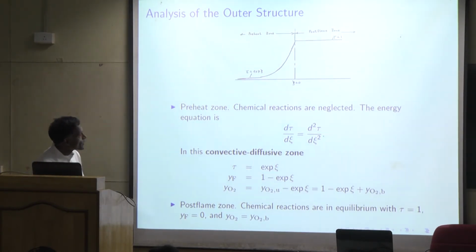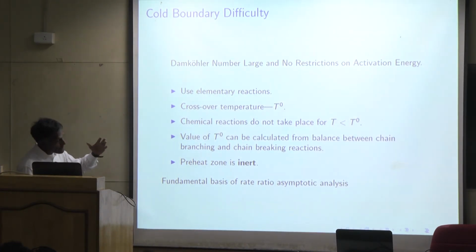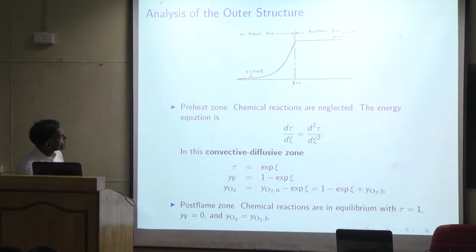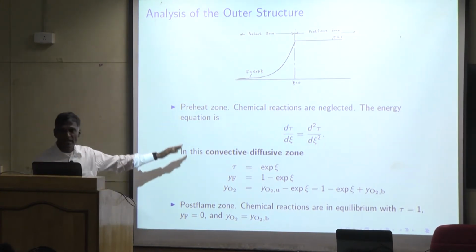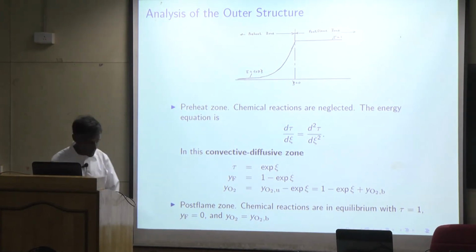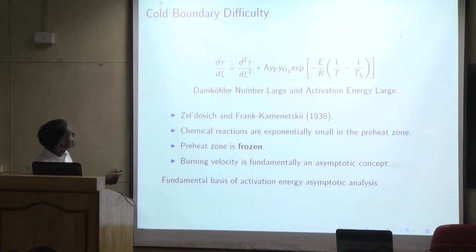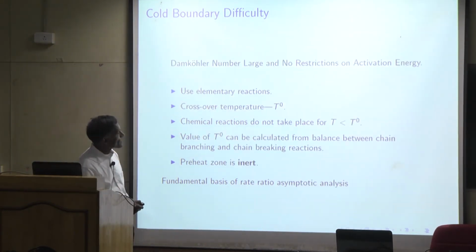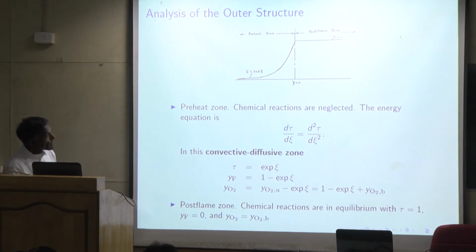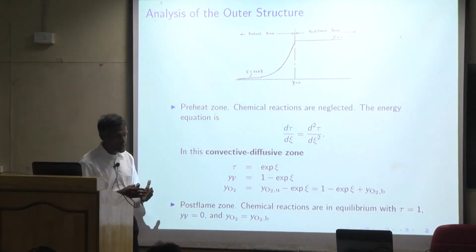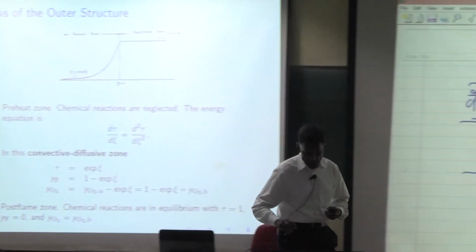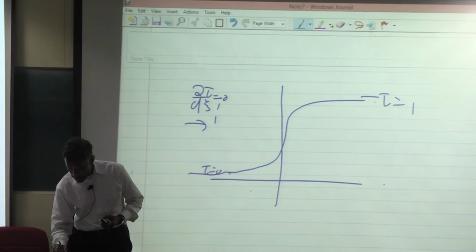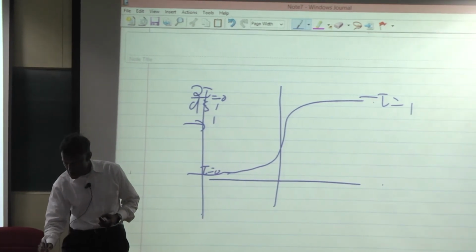These are important points which I want to emphasize. Now I'm going back to activation energy asymptotics, which is large activation energy, with this particular formulation by Zeldovich and Frank-Kamenetskii. Now we say that the activation energy is large, so the flame has two zones: an outer zone, which is the preheat zone, and a thin reaction zone.